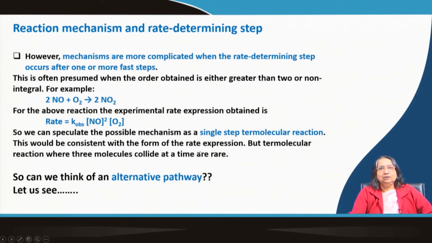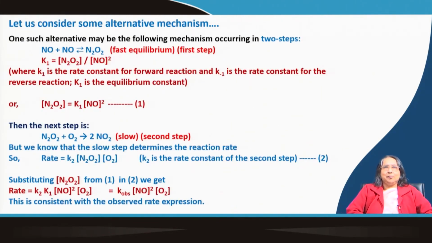This would be consistent with the form. So, how to think? If it is a termolecular mechanism, it will match with this rate expression, but it is not common. So, can we think of an alternative pathway? Let us see whether we can do it.